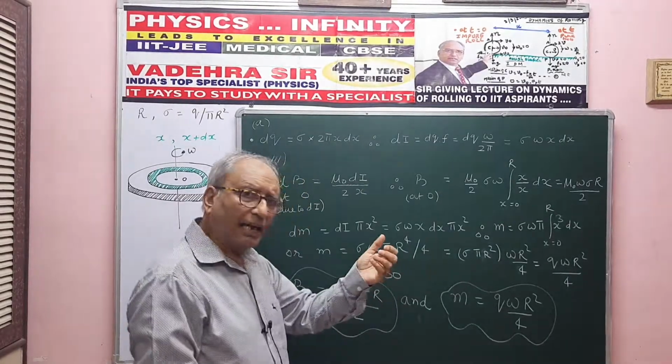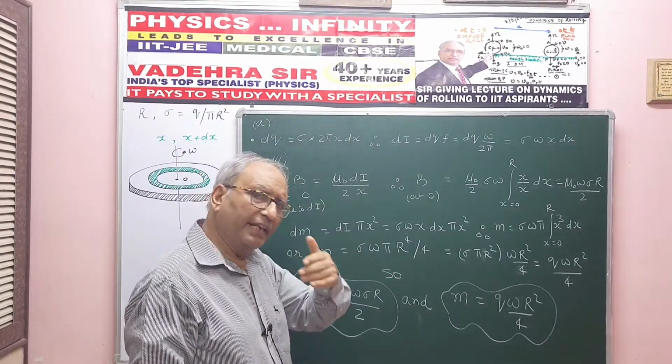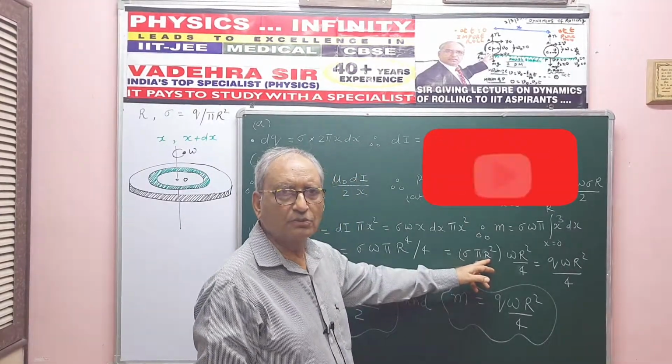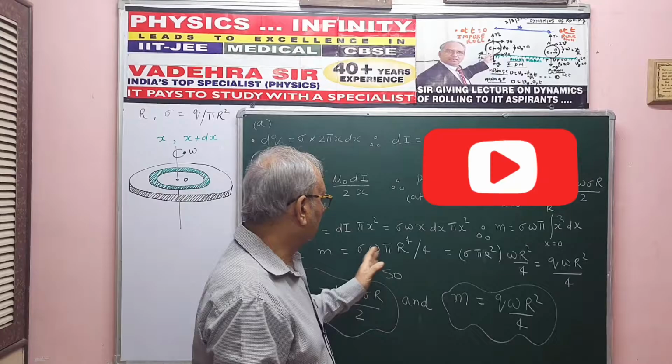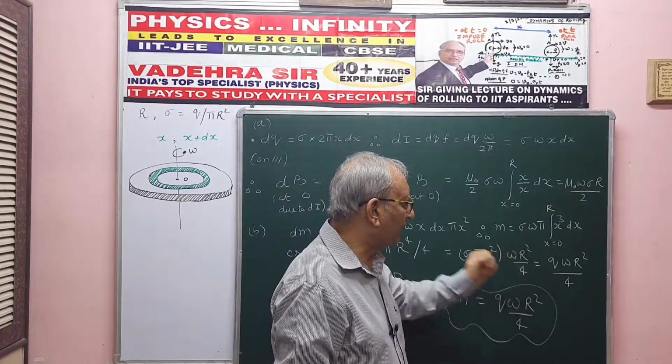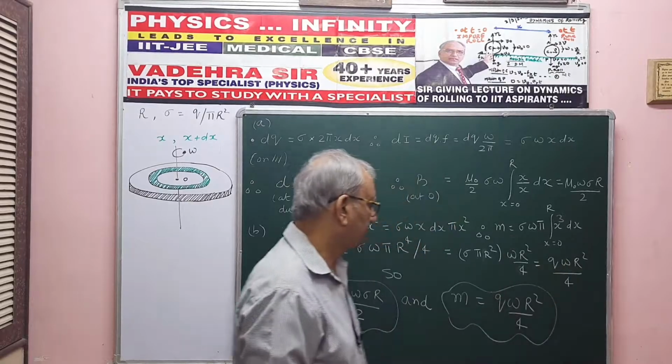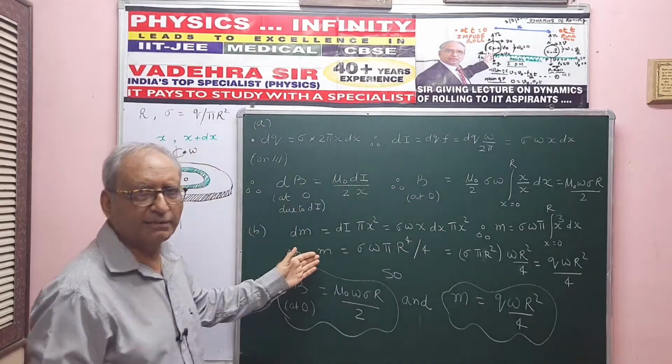Well, I just take the whole area of the entire disk out, that is sigma into pi r square, in order to get q. So that will give me q, and the rest is omega r square by 4. So q omega r square by 4. This is for the magnetic moment.